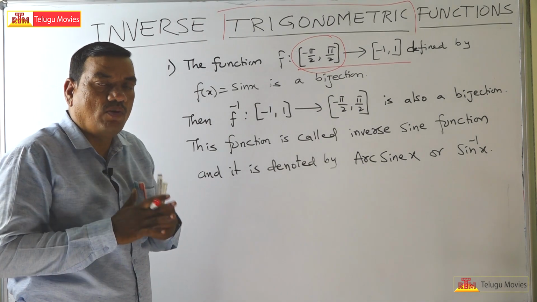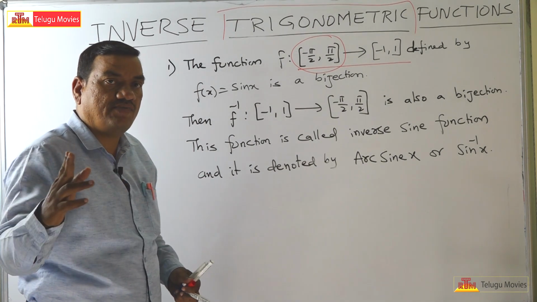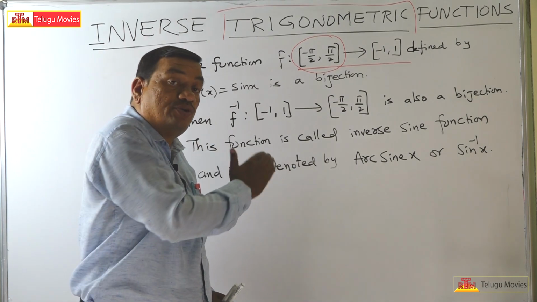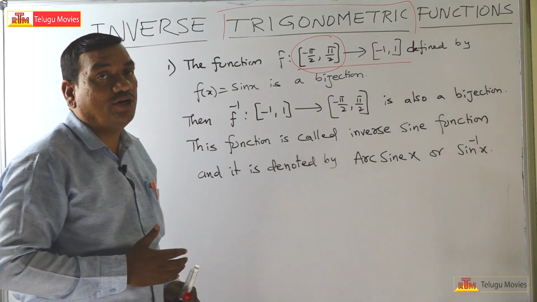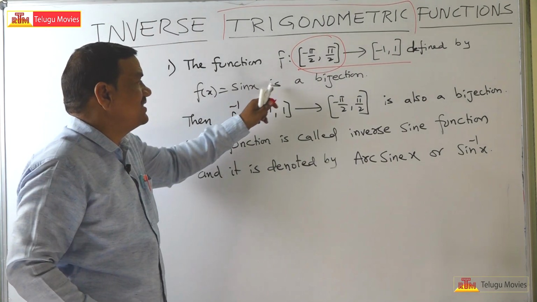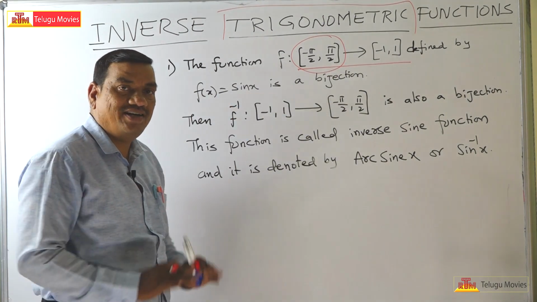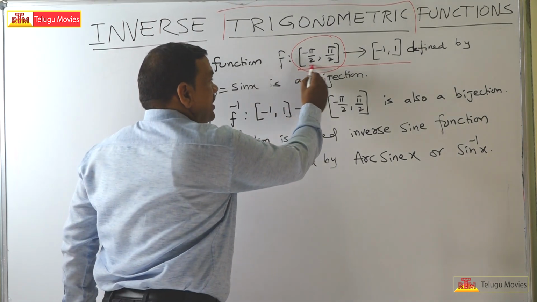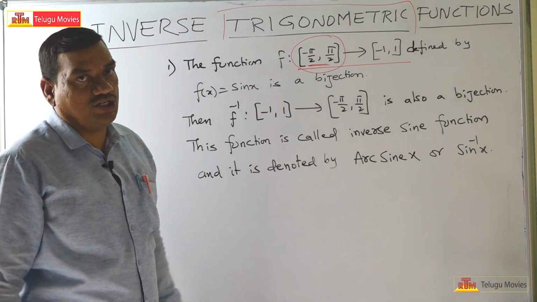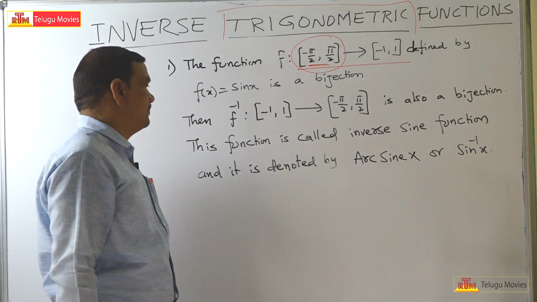I have cut the domain in both directions, from minus pi by 2 to the positive side, and from minus pi by 2 to minus infinity on the negative side. The function defined by f of x = sin x is a bijection. Now it is clearly a bijection. That means in this domain it is a bijection. If you extend the domain, it is not a bijection.